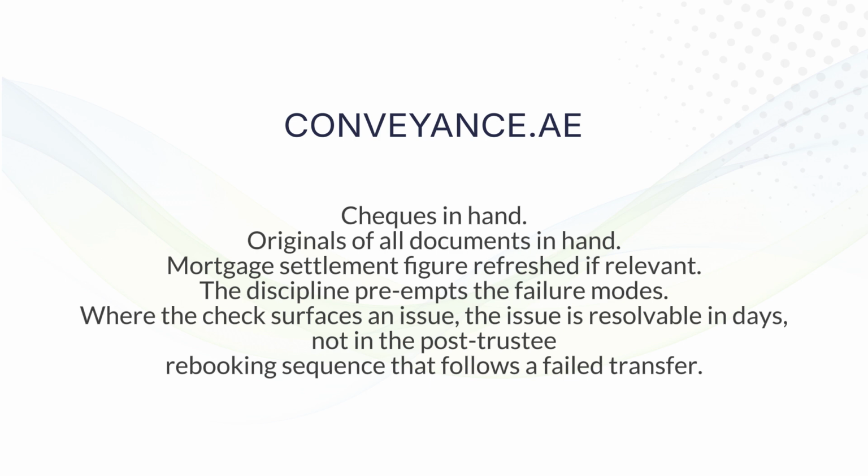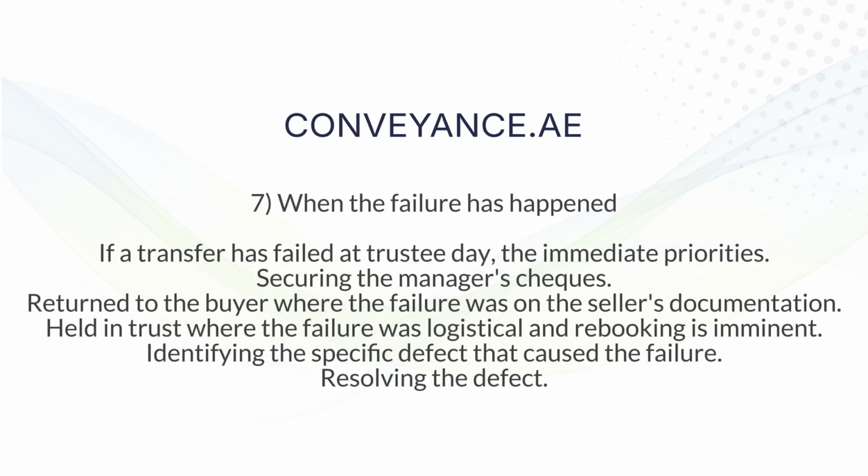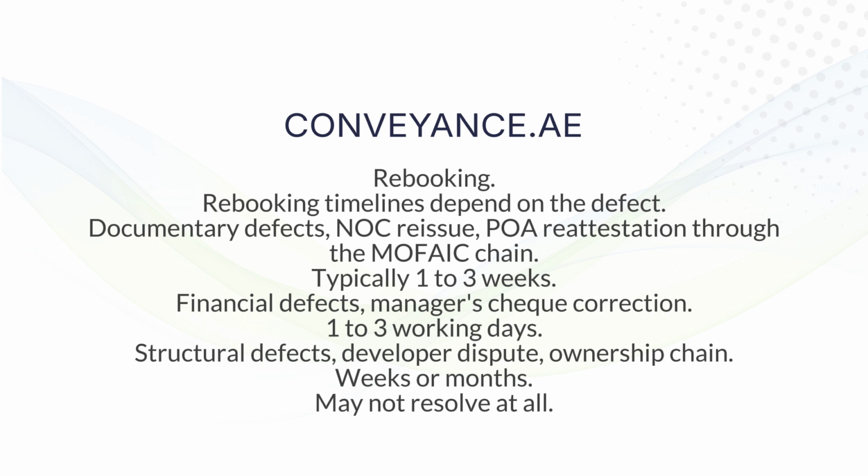Rebooking sequence that follows a failed transfer. 7. When the failure has happened. If a transfer has failed at trustee day, the immediate priorities: securing the manager's checks. Return to the buyer, where the failure was on the seller's documentation. Held in trust, where the failure was logistical and rebooking is imminent. Identifying the specific defect that caused the failure. Resolving the defect. Rebooking. Rebooking timelines depend on the defect.